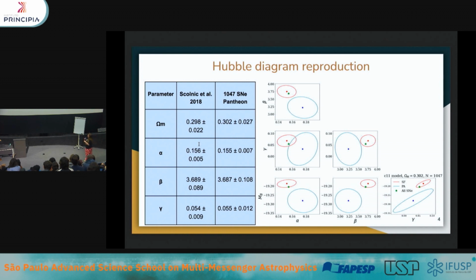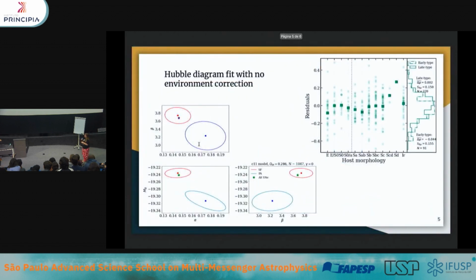Then we set the gamma parameter to 0 and did pretty much the same thing. Here we have no environmental correction, and still the standardization is not completed. On the slide on the right, you can see the residual plot. The residual is the difference between the theoretical distance modulus and the observed distance modulus, and we want this value to be equal to 0 for all the dots, but it is not.